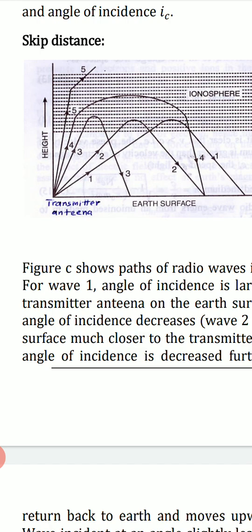Look at wave 4. Now this distance does not decrease, it increases, and it will reach Earth's surface at a larger distance than wave 3. And if the angle of incidence is decreased again for wave 5, then it will not return to Earth's surface. So there is a minimum distance of the reflected wave on Earth's surface from the transmitter antenna.